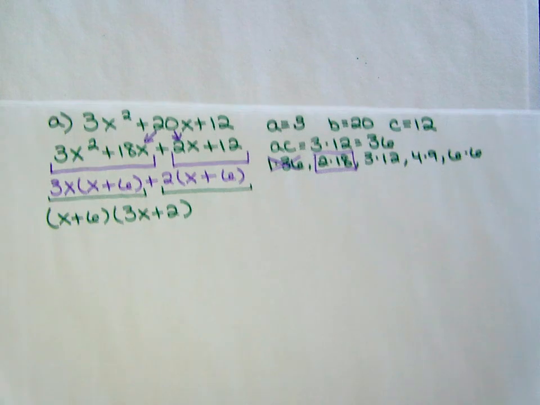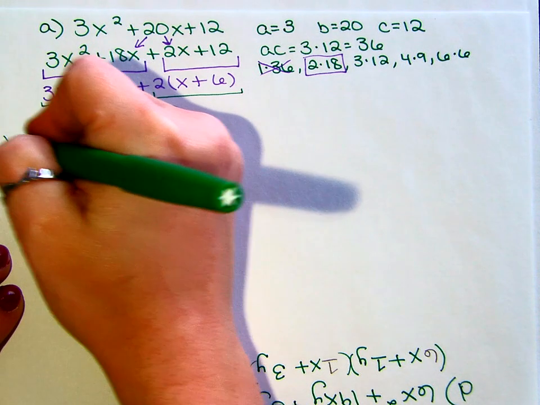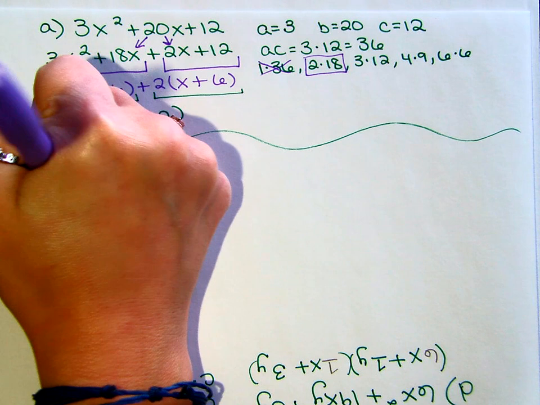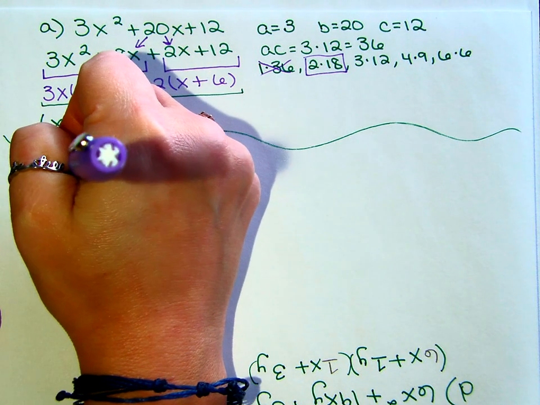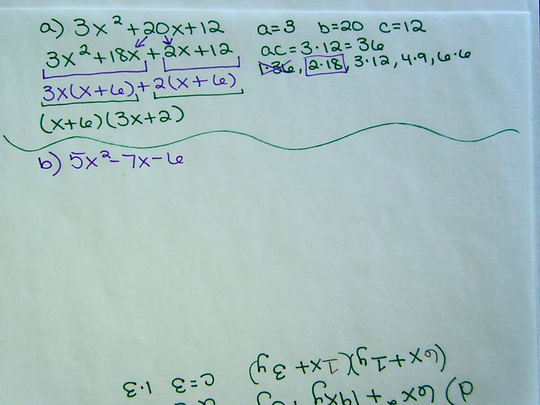Do we need any clarification on what we did, how we did it? Obviously, we're going to do some more because it's kind of unique and different. Okay. Let's look at B. 5x squared minus 7x minus 6. Again, this is the same B as before. Are we working all the same problems? Almost. D, our very last problem, will be different.